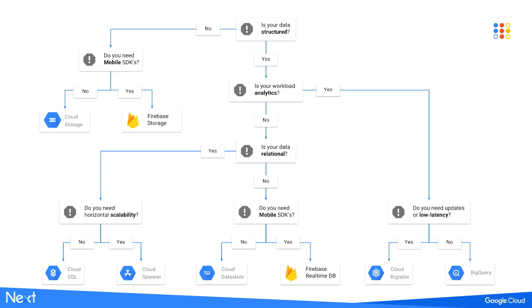and the mobile applications. If your data is relational, then the question is, do you need horizontal scalability? If you don't need horizontal scalability, then Cloud SQL is a great solution for you, and it's going to be your easiest path to building an application. If you do need horizontal scalability, Cloud Spanner is there to meet your needs. So this is a quick way for you to navigate which of the various database technologies will serve the need for your application.